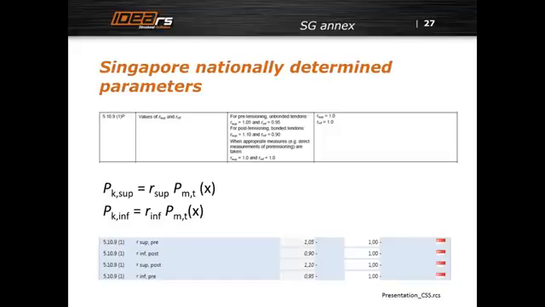Here we have other parameters nationally defined in Singapore, r sup and r inf, which are the coefficients or factors used to increase or decrease the pre-stressing force. You can see that the standard value for post-tensioned concrete is 1.1 and 0.9. Singaporean values are 1.0. In this case, I would say it is very reasonable, and I congratulate the committee on this decision.